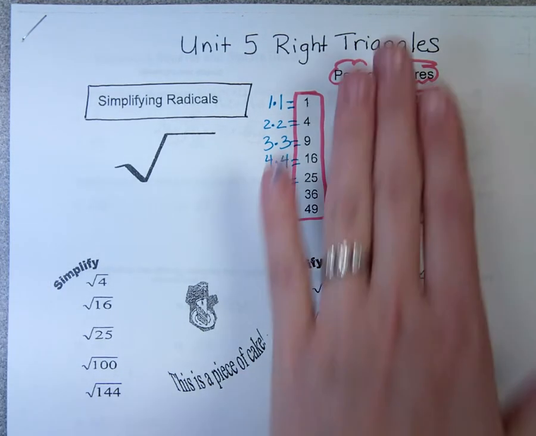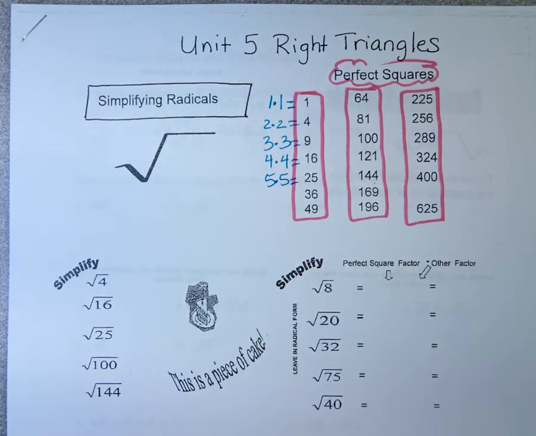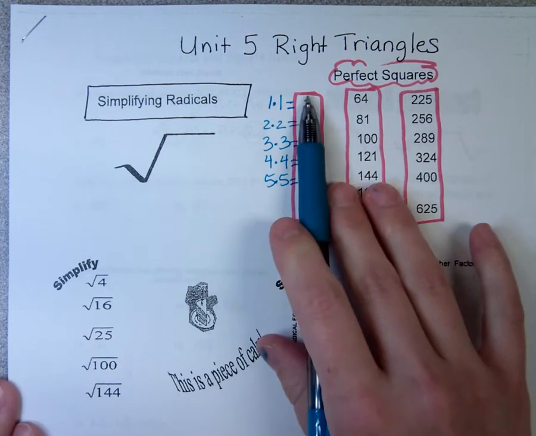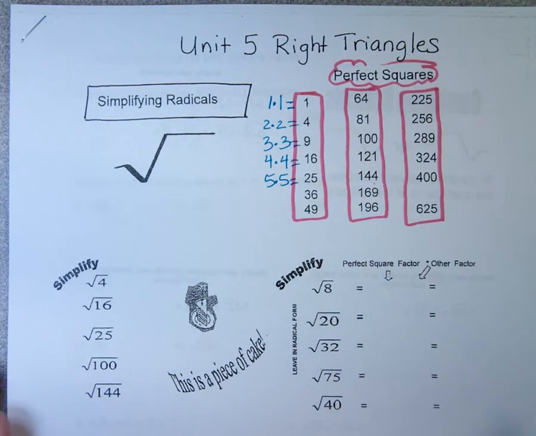So if I didn't have this list of perfect squares right here, or if I didn't have it written on the board for you, then you just go through your own mind and you can write them down for yourself. 1 times 1, put the answer down. 2 times 2, put the answer down. 3 times 3, put the answer down. And these are your perfect squares. Okay, so as long as a number is in this list, it's going to come out nice and pretty.